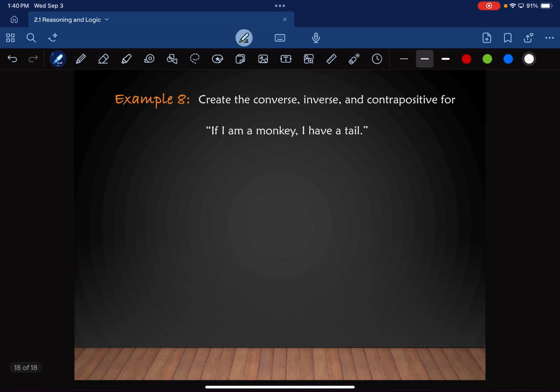So here's an example. We're going to create the converse, inverse, and contrapositive for the statement, if I'm a monkey, I have a tail. Notice the word then is not there, but it's implied, right? And we do this with our language all the time as well. There is an implied or an understood word then that's right here. If it helps you to write it there, do so. All right, so converse is what we'll do first. The converse takes the two statements. Our statements are, I'm a monkey and I have a tail, and it switches the order. So what will come first in the converse?